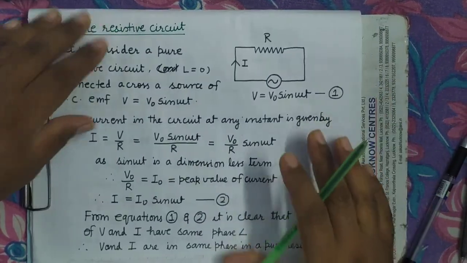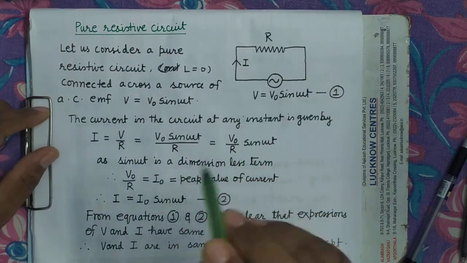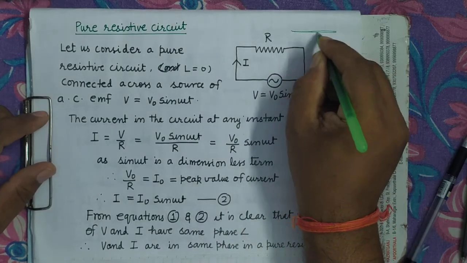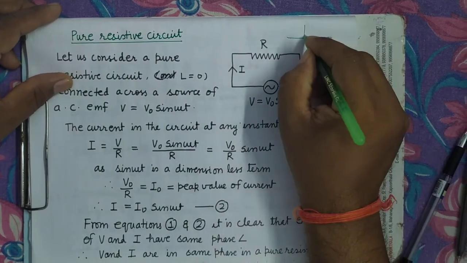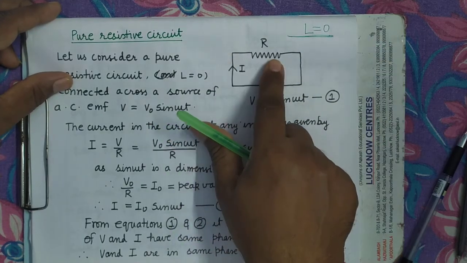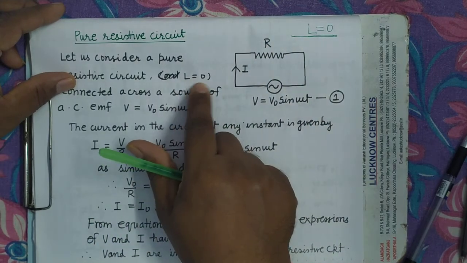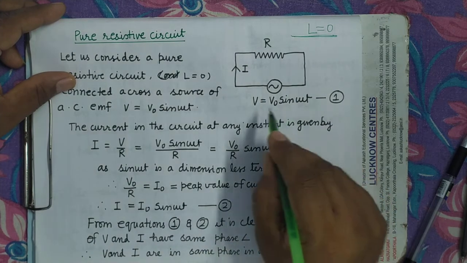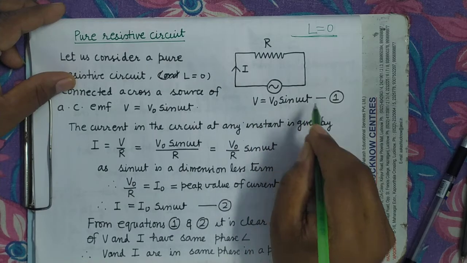A pure resistive circuit is one in which there is no inductance. There is a resistor whose inductance is 0. A thin wire also offers some inductance, but here we have assumed it as 0. So here there is a resistor whose resistance is R and inductance is 0. Therefore, it will become a pure resistive circuit, and it is connected across a source of AC EMF given by V equals V naught sin omega t.